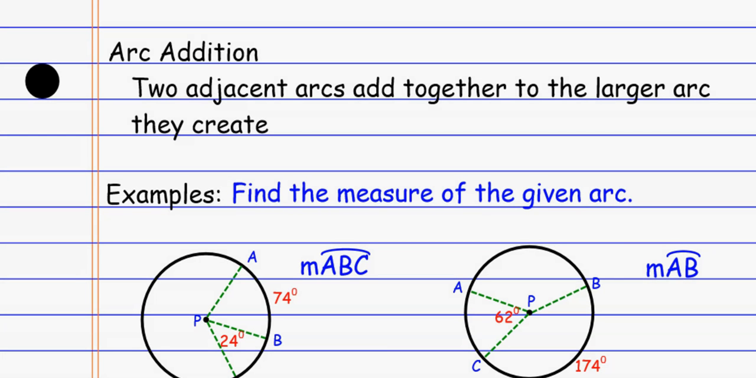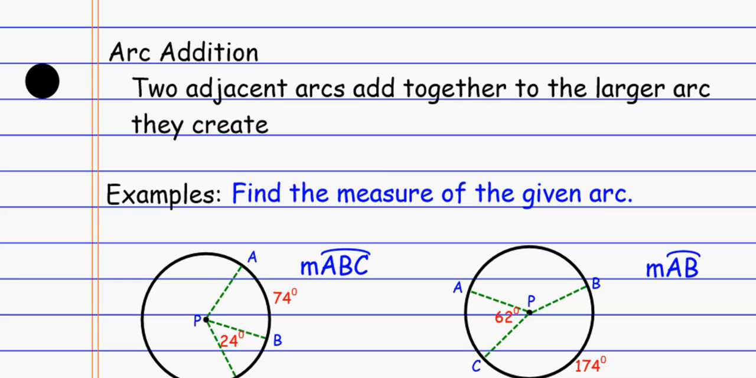Arc addition, just like everything else we've ever done in terms of addition. Segment addition was the two smaller pieces add up to the whole piece. Angle addition was the same thing. Area addition was the same thing. Now we have arc addition, which means if we have two adjacent arcs, two arcs that form a larger arc, then they add up together to give me the larger arc. So two adjacent arcs add together to give me the larger arc that they create.